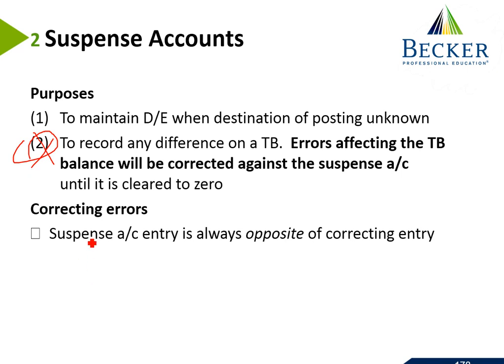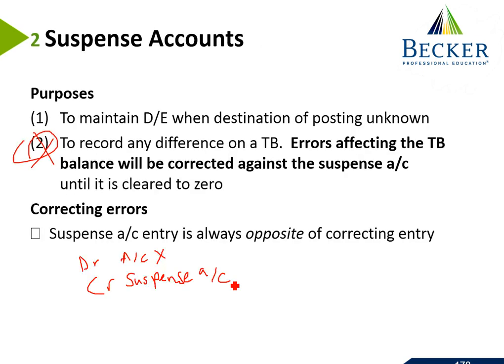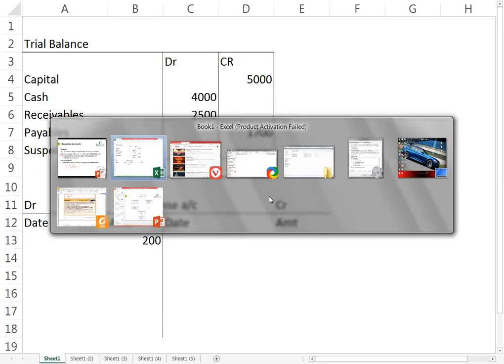So when correcting errors, the double entry, the other entry is always to the suspense account. So one entry will be to account X and the other entry will be to suspense accounts. Of course, that depends on whether or not the error affected the trial balance. If it did not affect the trial balance, there will be no entry to the suspense account. So let's take an example now to get it into the realm of practicality.